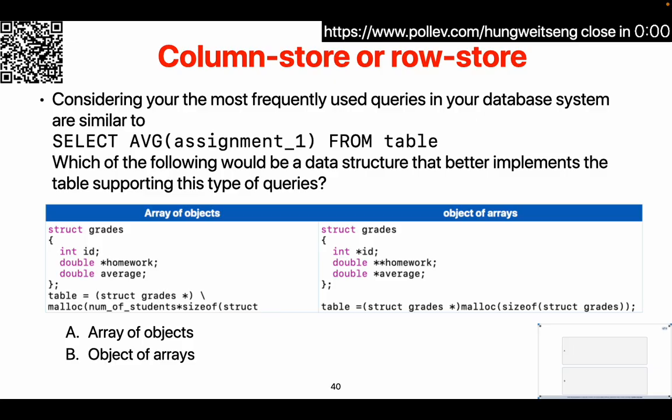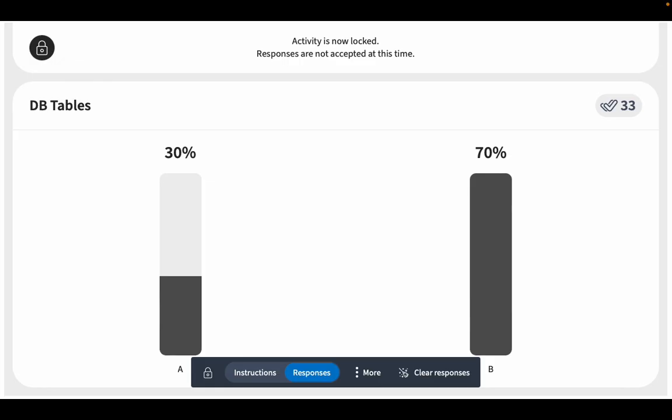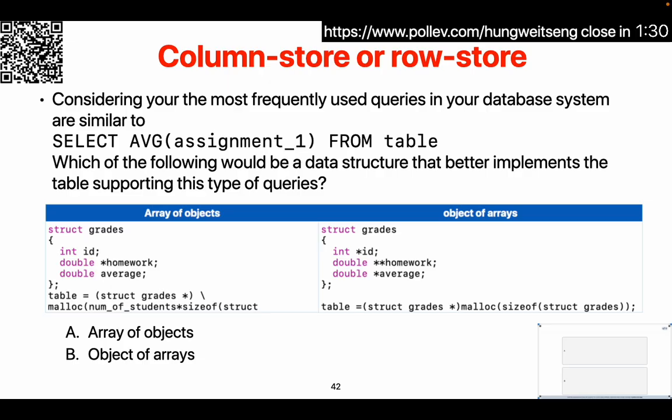All right, let's take a look. Okay, so a lot of you think the answer is B, some of you think the answer is A. So why don't you guys try to convince each other? You know, sometimes majorities are wrong.